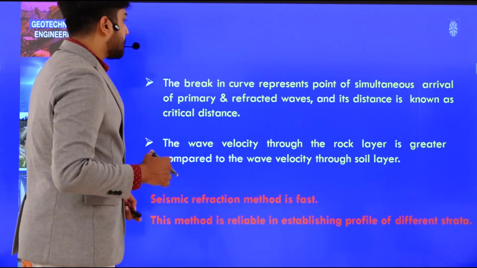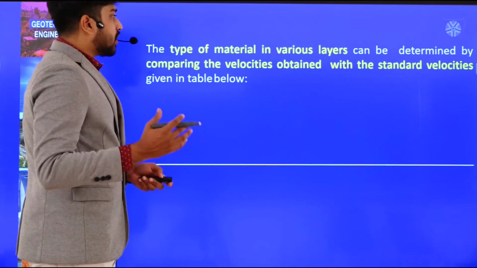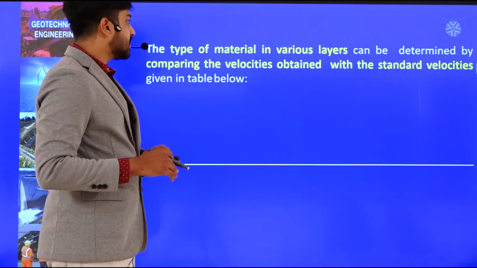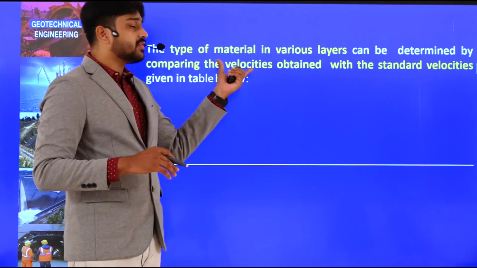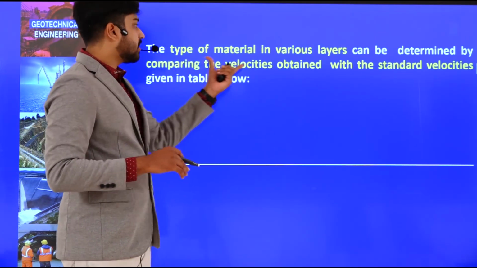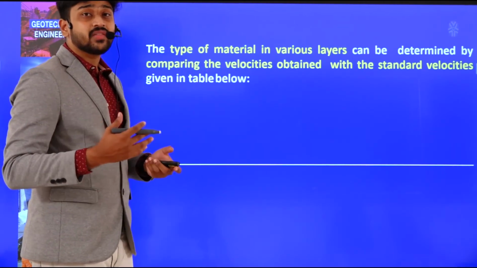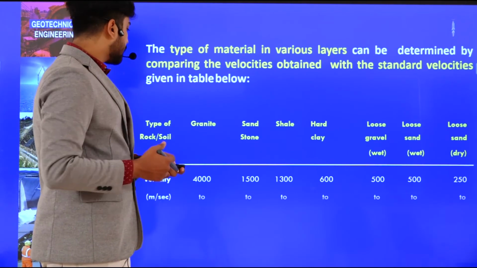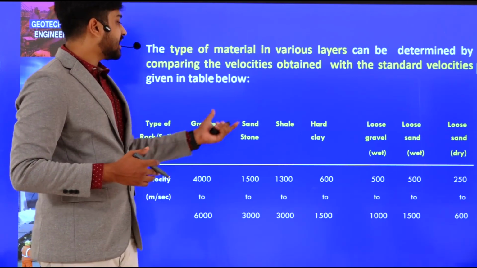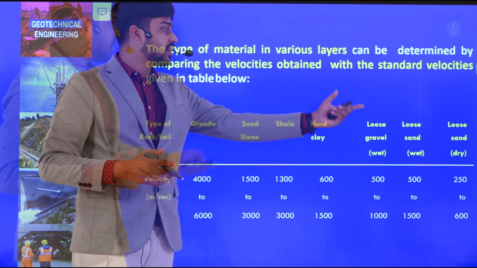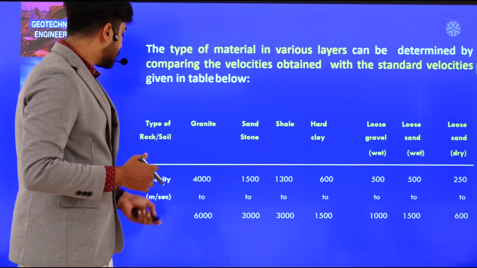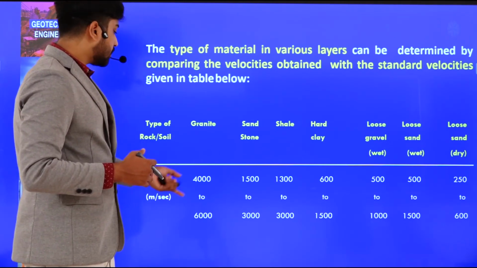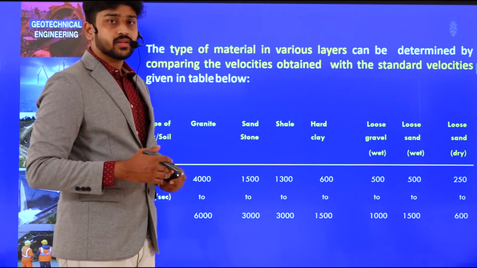Okay. Now, let us try to understand some of the different types of materials that are there for various layers, and these are determined with the help of these velocities. By comparing the velocity, there are certain standard velocities, so we can compare this with these standard velocities. Let us look at this. So for different types of soil, say granite, sandstone, shale, hard rock, loose gravel, loose sand in dry condition as well as wet condition, these are some of the standard values of velocity of flow in meter per second. Okay, just try to understand them.